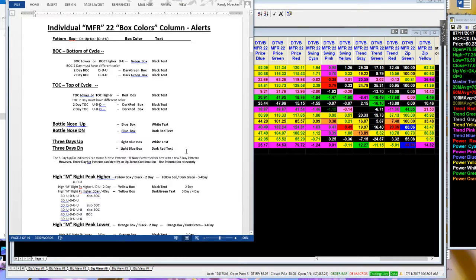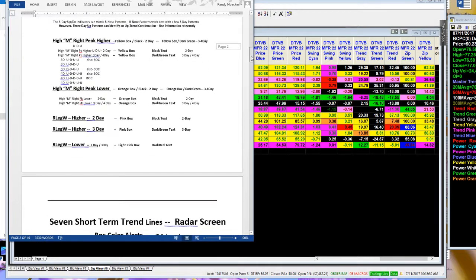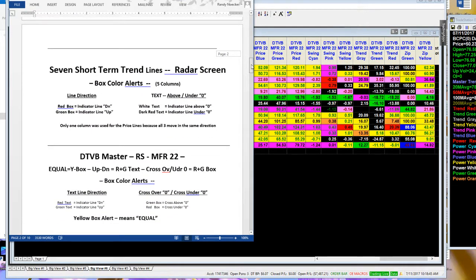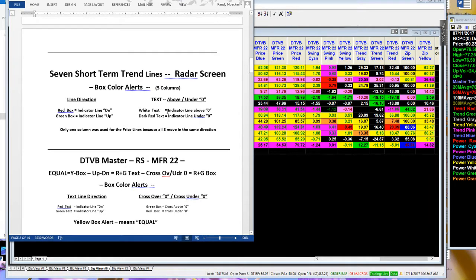So the high M's are a yellow box. The orange, the high M right peak lower is an orange box. Your right leg W is a pink box. Right leg W lower is a light pink box. They're all disclosed in these color codes. There's the 7 short-term trend lines. The white text is above 0. The dark red text is under 0. And then, of course, red and green boxes are up and down.